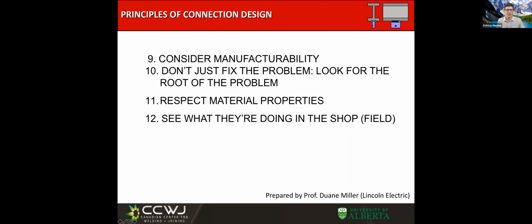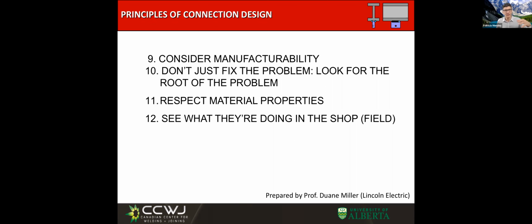Number 10, don't just fix the problem, look for the root of the problem. This is especially relevant for fatigue. It's very common that when you see a fatigue crack in the field, people go and grind it and weld it. And you know what? The next day you have 2 cracks, 1 on each toe. What are you going to do, grind it and weld it again and have a progression of cracks? So when something goes wrong, more than just fixing it, you have to think, why did it go wrong? Because just welding what broke very often is going to bring nothing but more cracking.